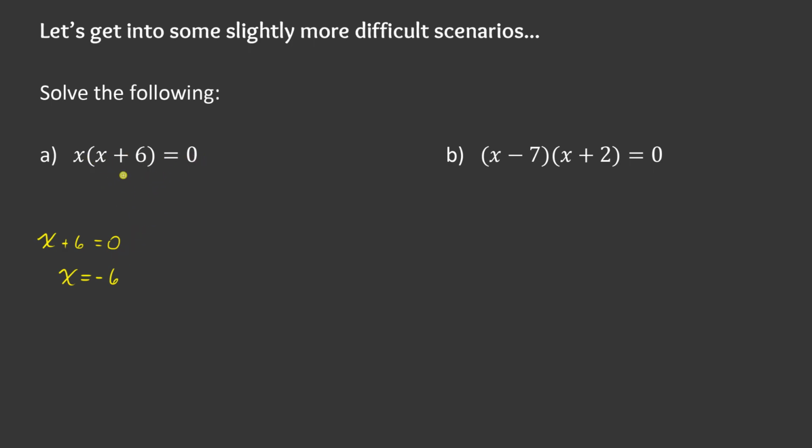So I'm just going to break this up into its two pieces. I have x could be 0, and that's as far as it goes, and I have x plus 6 could be 0, and that's as far as that goes. So these are the two answers that make this true. You could check by just plugging them back in individually.